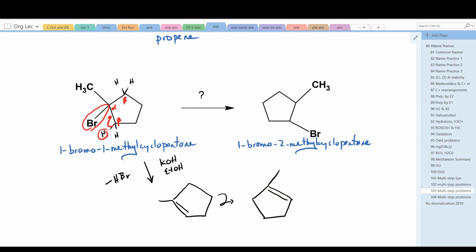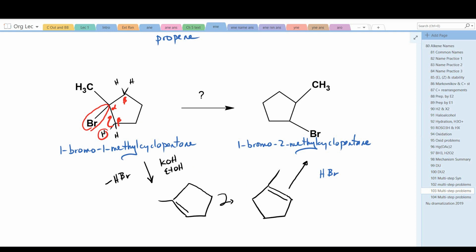Okay. I want to convert this to our product. If we simply add HBr, what will we get? The hydrogen ion will add to the less substituted carbon, forming the more stable, more substituted carbocation to which the bromide would add, which brings us back to our starting material. That won't work. We need an anti-Markovnikov addition.